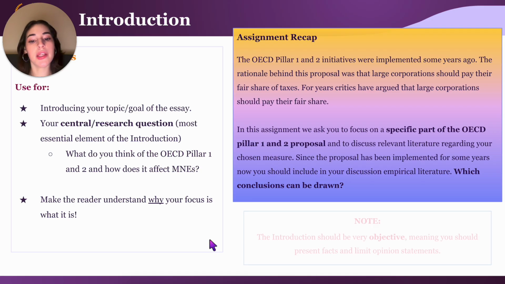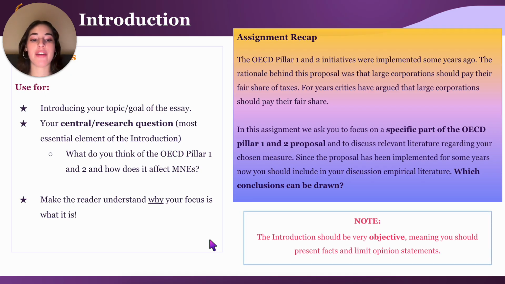One thing that is really important to note about the introduction is that it should be very objective, meaning that you should present facts and limit opinion statements. This is a common trend throughout your entire paper. Again, this is supposed to be a very literature-based discussion. So you want to make sure that anything that you note is not an opinion, but rather an empirically backed statement.